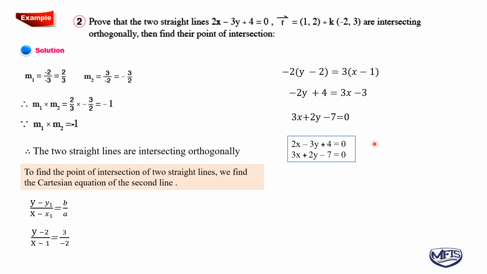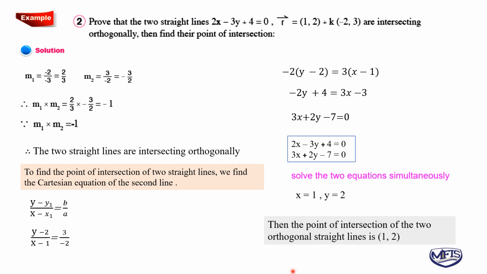So we have the two equations: 2x minus 3y plus 4 equals 0, the first one, and the second one, 3x plus 2y minus 7 equals 0. So we can solve the two equations simultaneously, and we get the intersection point: x equals 1 and y equals 2. We can use a calculator. Then the point of intersection of the two orthogonal straight lines is (1, 2).